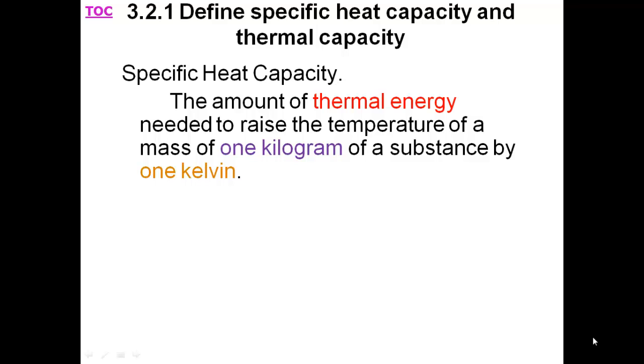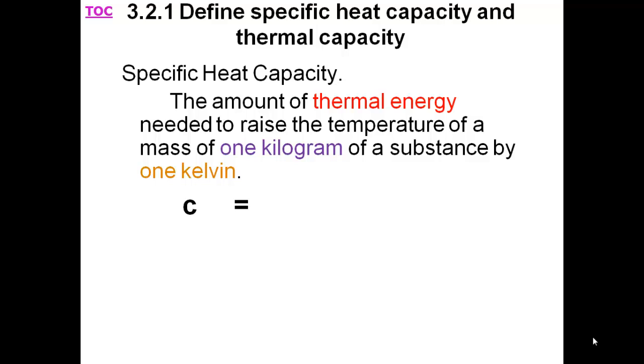In this section we need to know the specific heat capacity and the thermal capacity. The specific heat capacity is the amount of thermal energy needed to raise the temperature of a mass of 1 kilogram of a substance by 1 Kelvin. And we use the symbol C for the specific heat capacity.